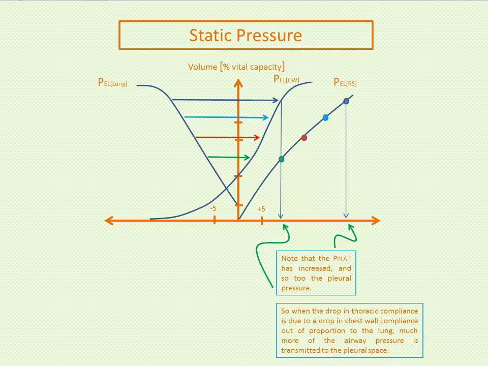So when the drop in thoracic compliance, that is the compliance of the respiratory system, is due to a drop, that's maybe bad terminology here. Instead of saying thoracic compliance, I should probably say when the drop in respiratory system compliance is due to a drop in the chest wall compliance out of proportion to the lung, much more of that proximal airway pressure, that plateau pressure, that end expiratory pressure will be distributed to the pleural space, and intrathoracic pressure will rise.